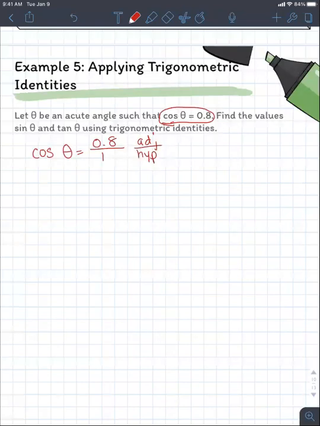Great. Now we have to draw a triangle, a right triangle to be exact. And you're going to put theta somewhere. Could be in either angle. I'm just going to use the bottom one. So I know that the adjacent side is 0.8, and I know that the hypotenuse is 1 because that's what the information told me. Can we have time to write down the problem? Yeah.